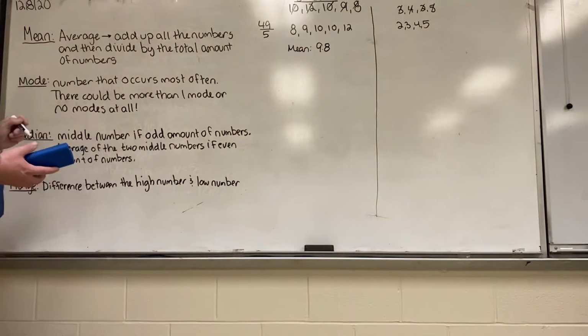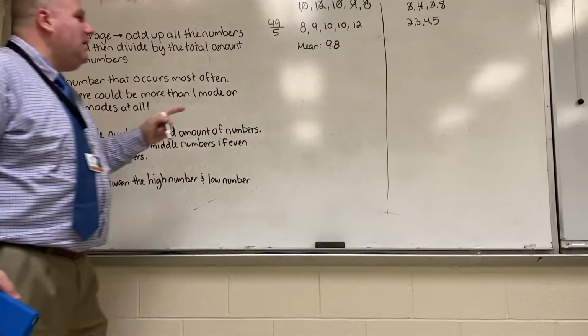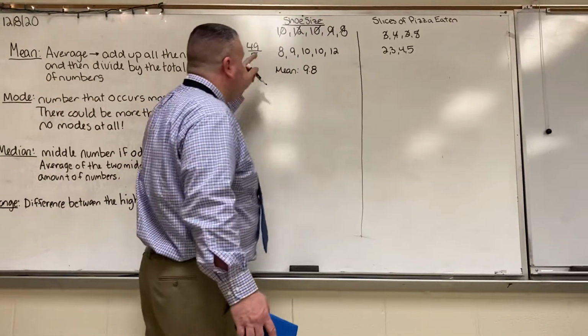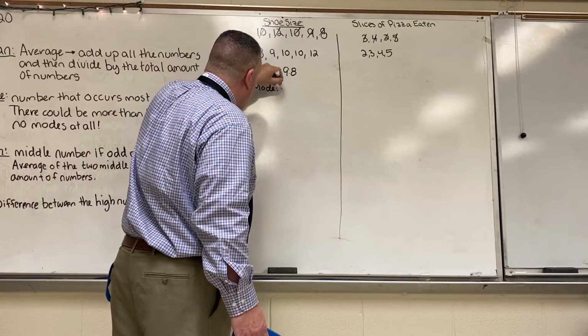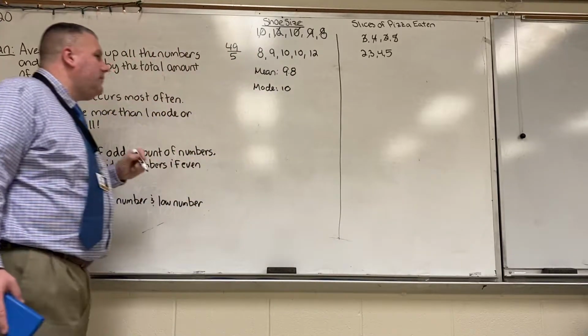My mode is the number that occurs most often. If you look, 10 occurs twice. There's no other number that does that. So my mode is 10.